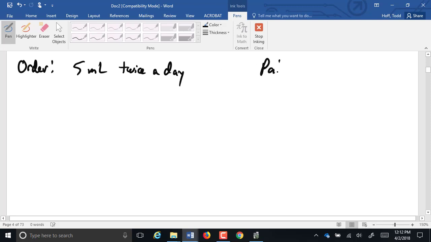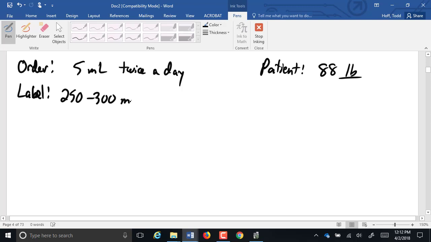For a patient who weighs 88 pounds. We look at our label on our bottle, it's telling us there should be 250 to 300 micrograms per kilogram per hour. And there's 5 milligrams in 2 milliliters. So I want you to check to see if this is a safe dose.